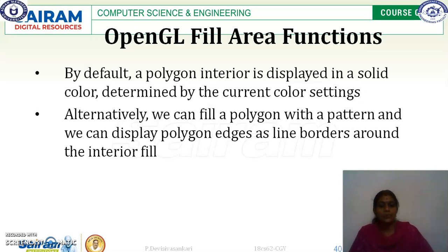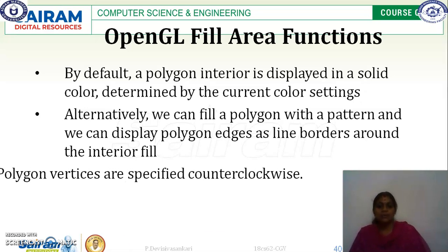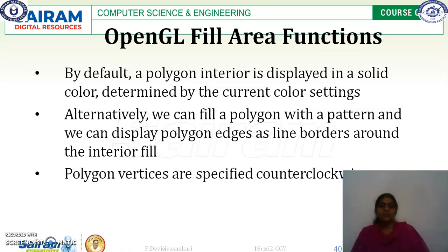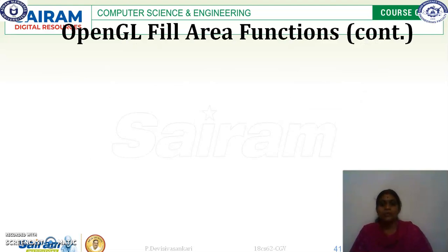Next, attributes. We can fill the polygon either with a solid color or with some pattern, and we can display the edges as a line border. To do all these different things, we have many functions in OpenGL. And we always have to remember that polygon vertices are specified in the counterclockwise direction only. So here we have the different functions.